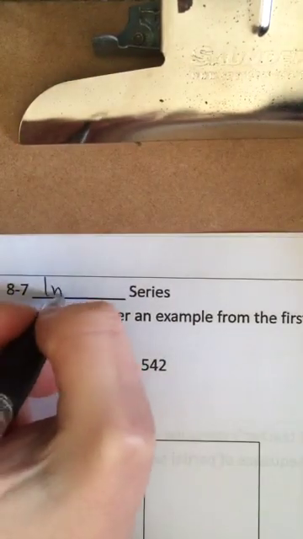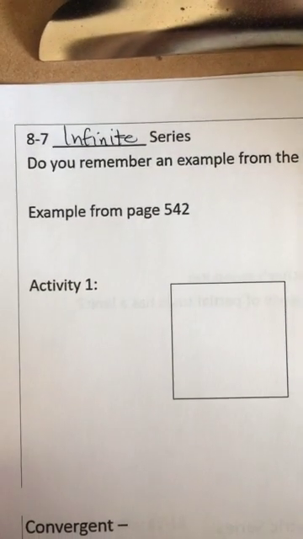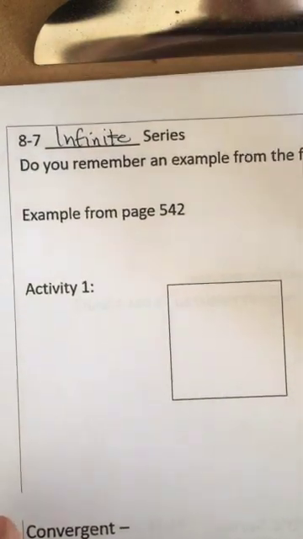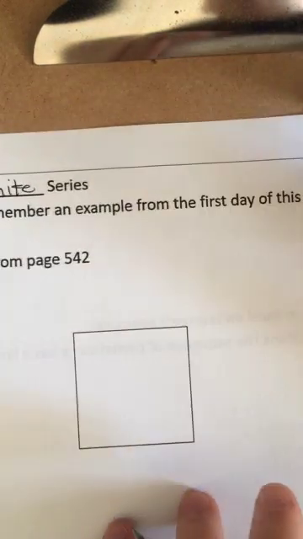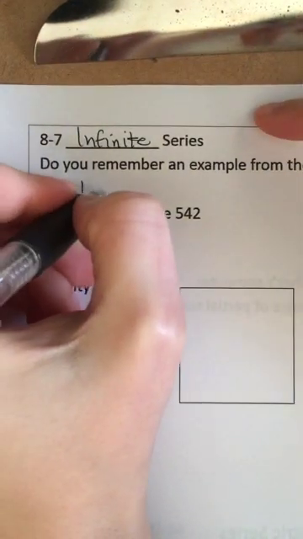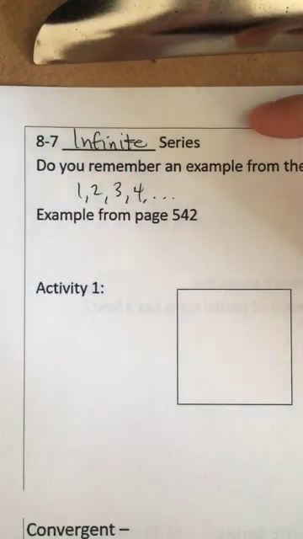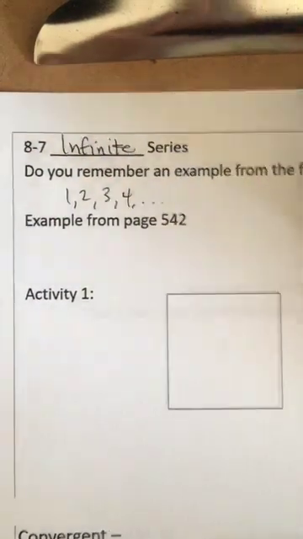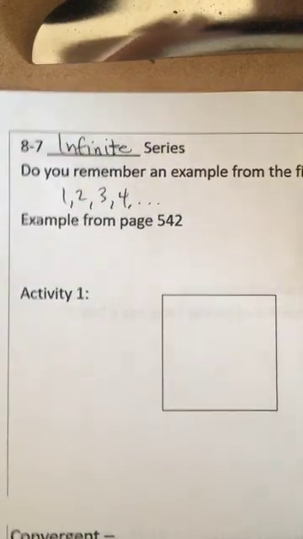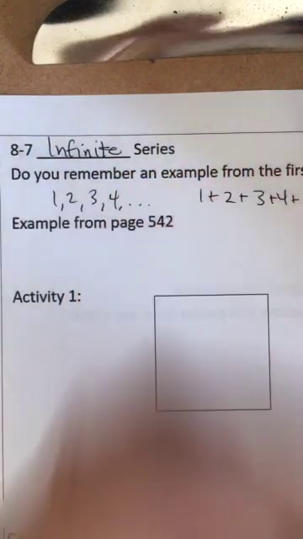FST87 infinite series. So we've already done things that were infinite. What were they? Sequences. So do you remember an example from the first day of this unit? So we did sequences first. So really basic sequences, 1, 2, 3, 4, etc. And that's what they're going for. So that's a sequence. A series would be taking the 1 plus 2 plus 3 plus 4 for infinity.